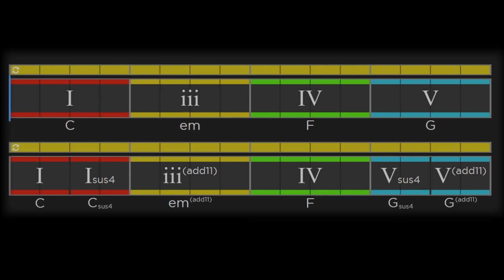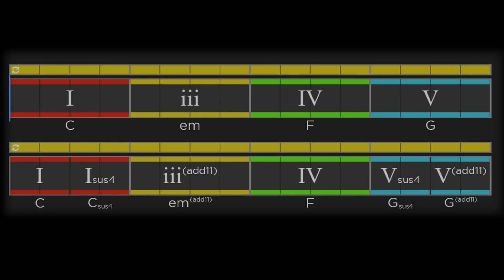In this example, the first 4 bars introduce a basic 1-3-4-5 progression. On the second repeat, I bring in sus4 and add 11 chords. The 1 chord is split in 2 with the standard triad and the sus4. This is a common move to make a song feel less static, favoured particularly by guitar players. Listen to the smooth feel of the sus4 chord.